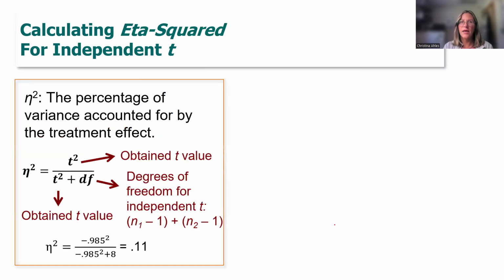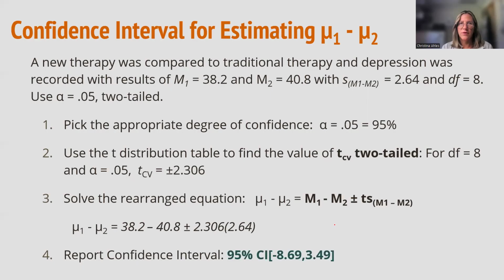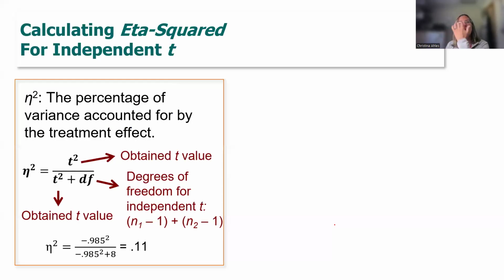Now we can look at eta squared. Sorry, I don't know why it's only on one side. So eta squared again is the percentage or proportion of variance accounted for by the treatment effect. It's the same equation as for the one sample t-test, but now the degrees of freedom is not just one sample, it's the combined. So it's the same degrees of freedom that you use to look up your critical boundary: degrees of freedom for group 1 plus degrees of freedom for group 2.